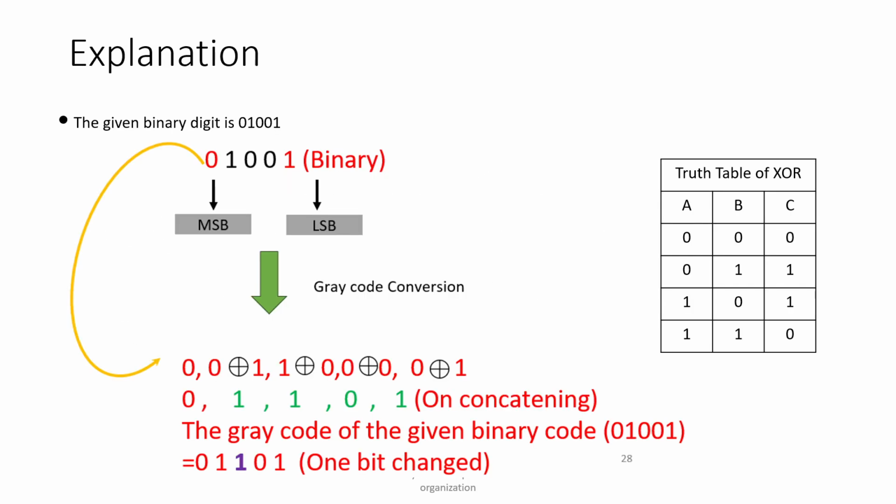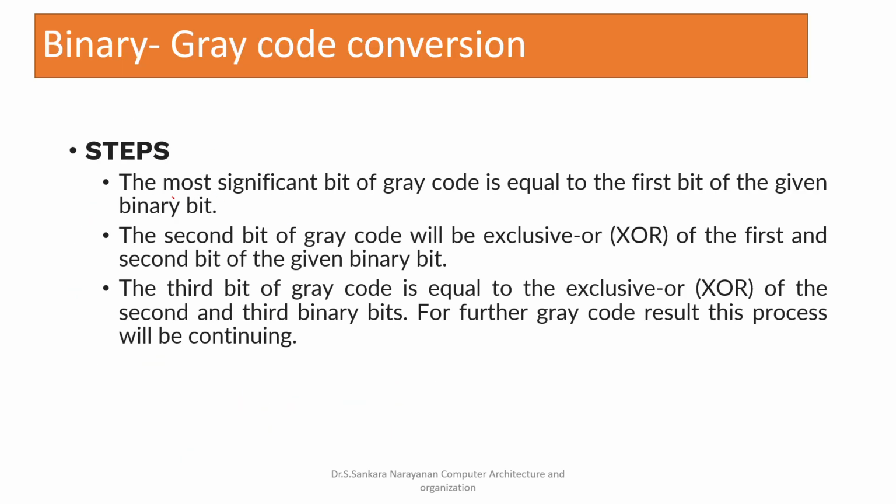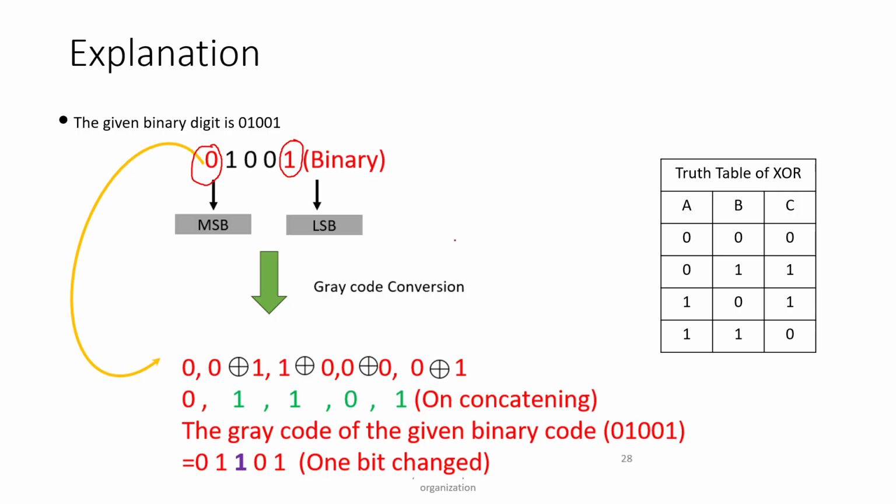So we will see one example. This is a given binary number: 0, 1, 0, 0, 1. Here this is the LSB, the least significant bit, and this is the MSB, the most significant bit. As per our rule, the MSB of the gray code is equal to the first bit of the given binary bit. So this will be the same. Whatever bit is there will be retained: 0 means 0 and 1 means 1.